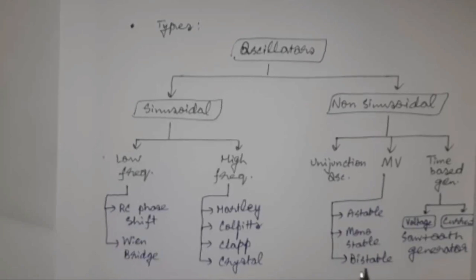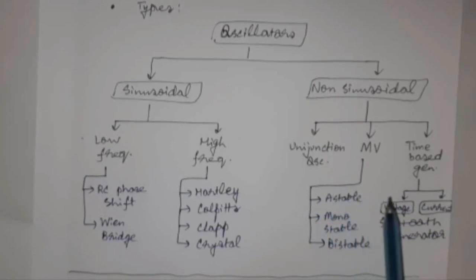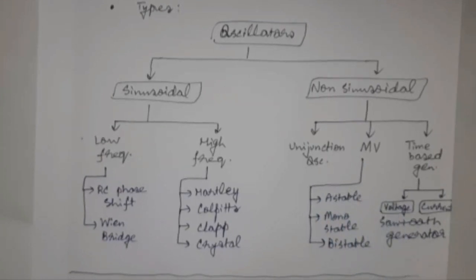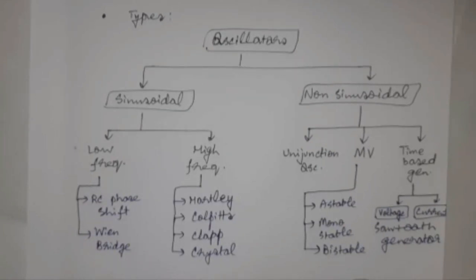As we can see, non-sinusoidal oscillators can be further divided into these categories: unijunction oscillator, multivibrators and time-based generator. The multivibrators, as you know, are three: astable, monostable and bistable, while time-based generators are voltage and current sawtooth generators. You may take a screenshot of this slide for your future reference. Now this is the classification of oscillators, but I shall be discussing only the ones typically included in the curriculum of colleges. Now moving ahead, how can we know that a particular circuit is an oscillator?